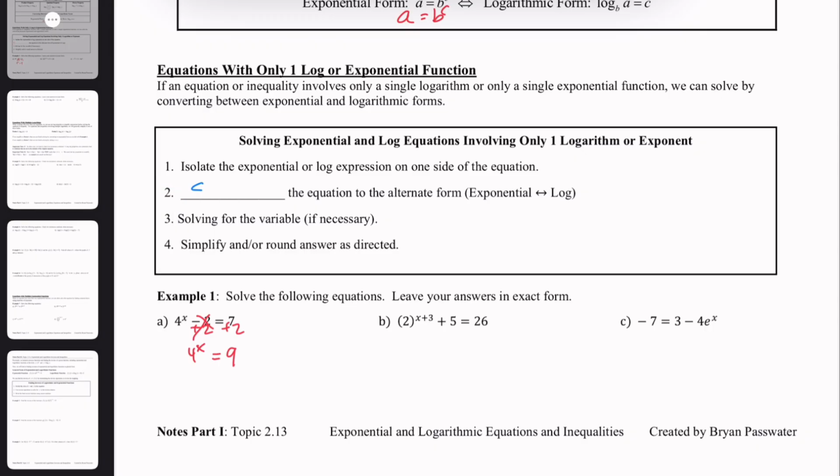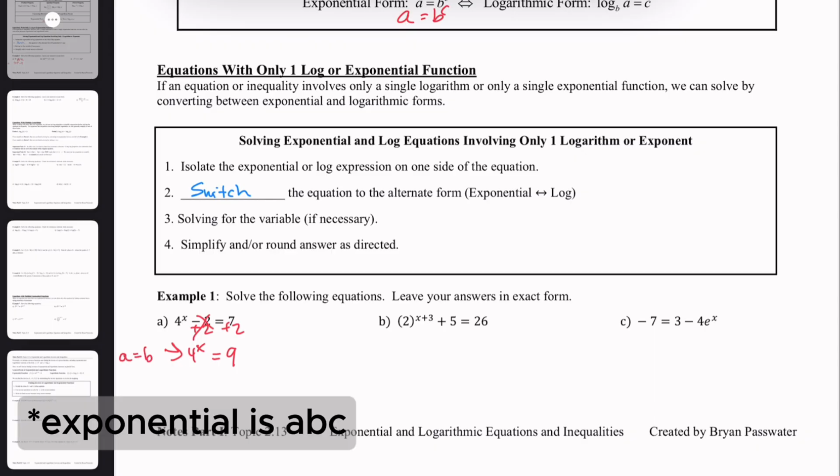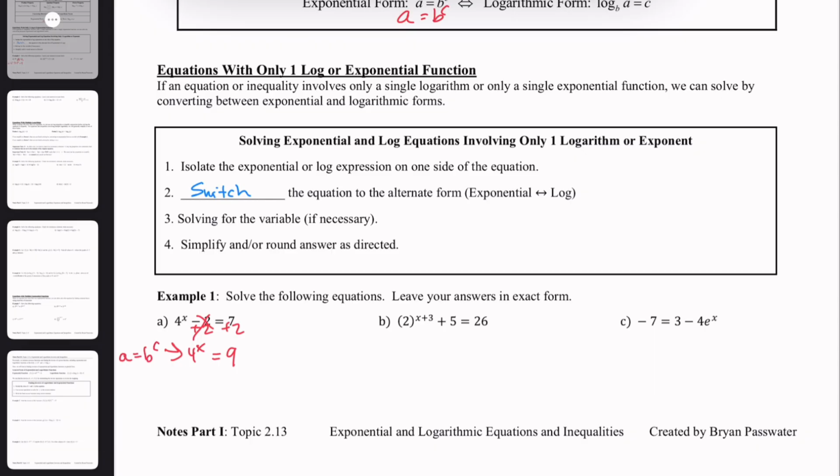Number 2, there's a blank there. It should be: switch the equation to the alternate form, exponential to log or log to exponential. So right here we see we have an exponential. So this entire thing is exponential, right? So we know a log is ABC. So 4 is b. We know log is log base, so that's b. And then it should equal c, so that means right here is a.